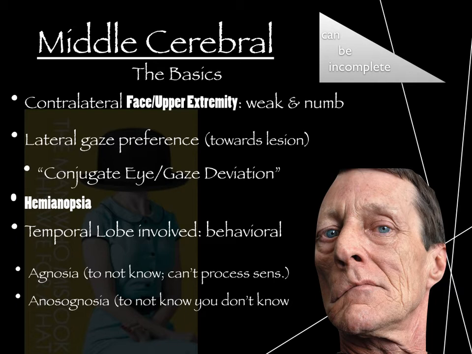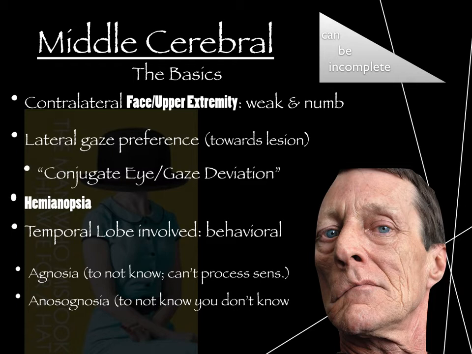These people tend to have a lateral gaze preference toward the lesion. So if they had right-sided deficits, they'd be looking left, right, because it's contralateral. Motor and sensory deficits, you're looking toward the lesion, so toward the left. This is called conjugate eye or gaze deviation. These people can have hemianopsia. Half their visual field can be gone because of those optic radiations that go through the parietal and temporal lobes, which is what's supplied by the MCA.